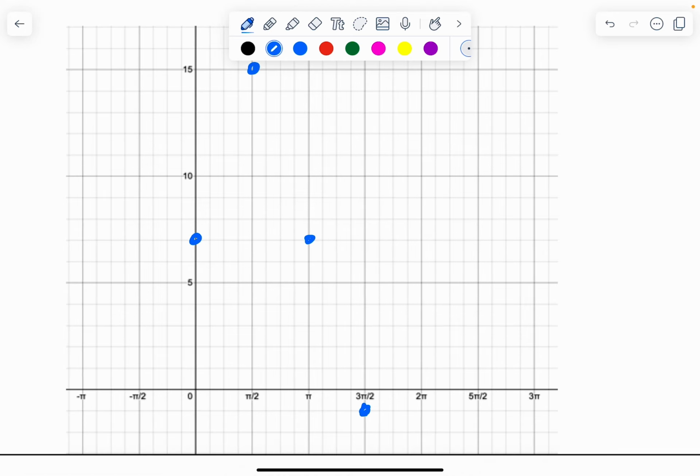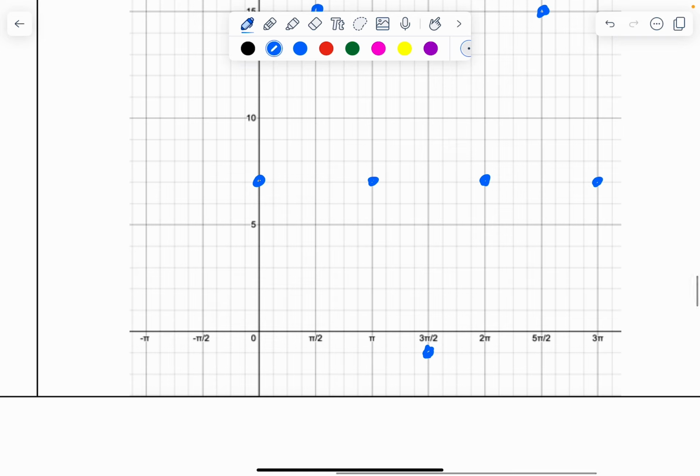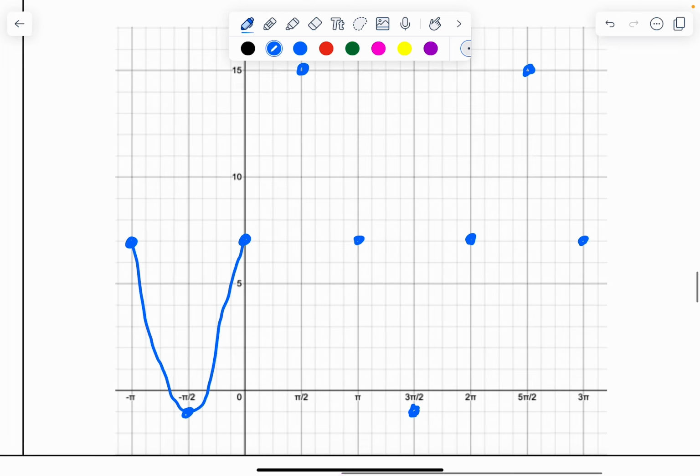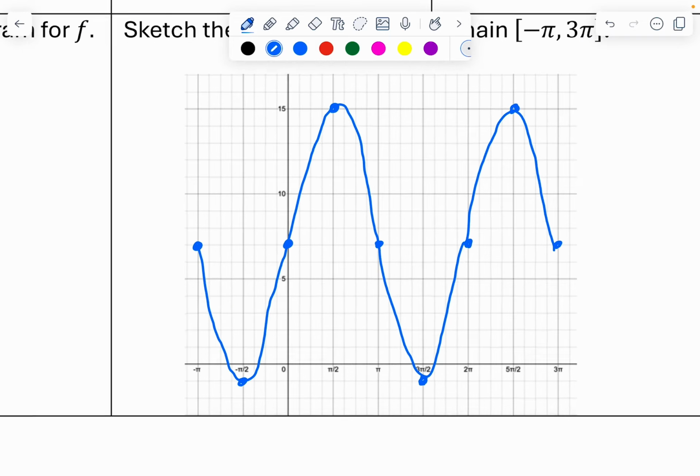Oh, I don't know why I deleted that. And then here, and then we come back up to 15, and we go back to our midline. And then from here, we come down to negative 1. So it's graphing, what is that, like a period and a half? Or no, I guess it's 2 periods. It just starts weird. Yeah, because there's 1 period. Here comes the second one. Okay, so here's our graph.